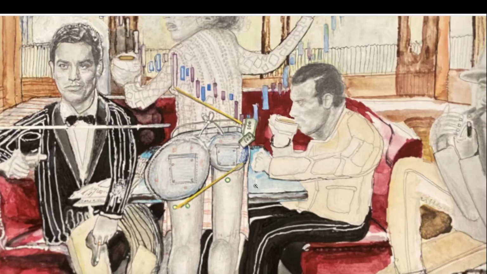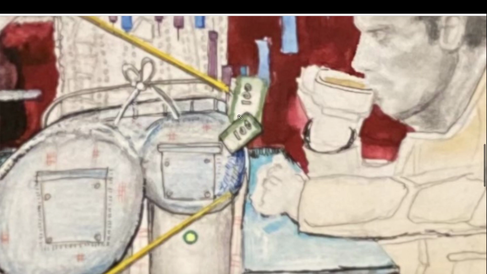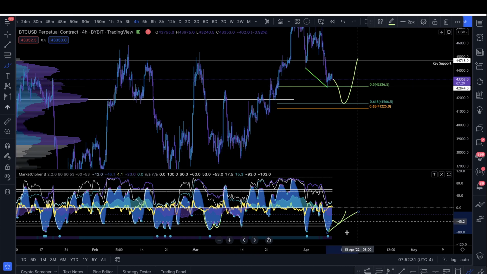Now look where the money is. We got our Market Cipher B over here. We could draw a trend line, and see, we got the left butt cheek over here, and we got the right butt cheek over here. Now, that's where the money is. You can see that's where the money is. It's right over here on the skinny butt cheek. And that's exactly what we want to see. That could be the money right there.